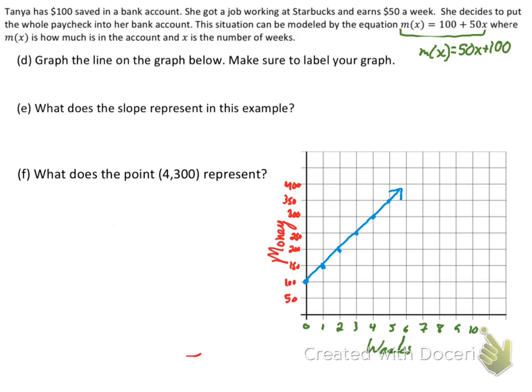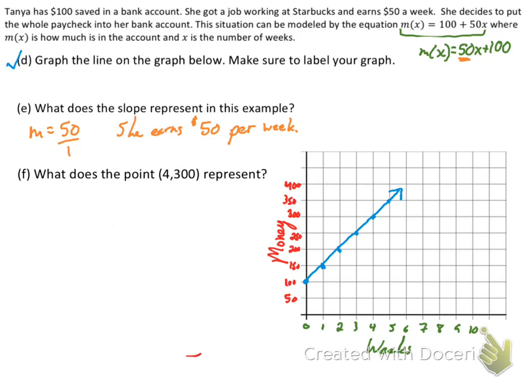So that takes care of part D. We graphed the line, we've labeled our graph. Now we just need to answer some questions. The first of which is, what does the slope represent? So the slope value is 50. So m is equal to 50, or 50 over 1. All right, and that slope is saying she earns $50 per week. That's just the rate at which she's earning money as her money increases.